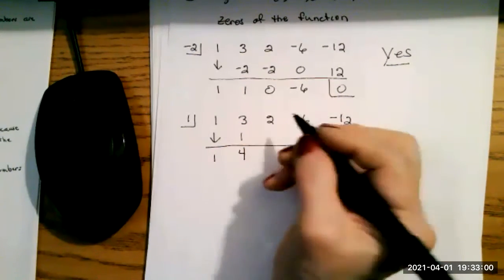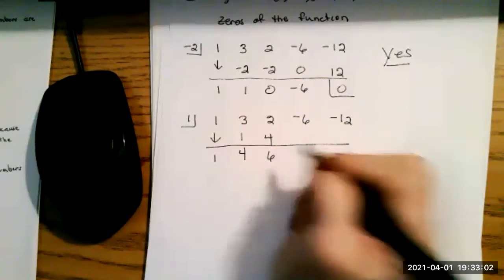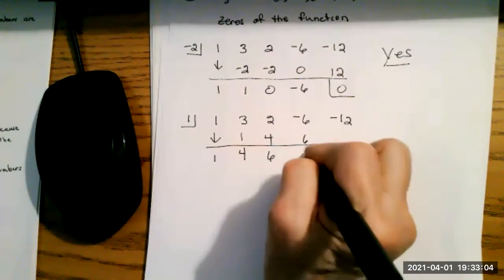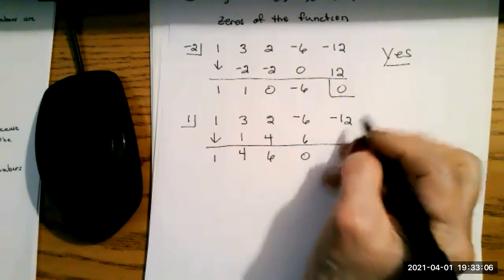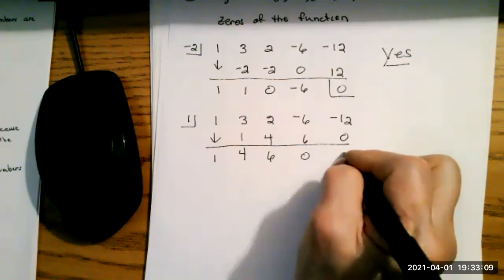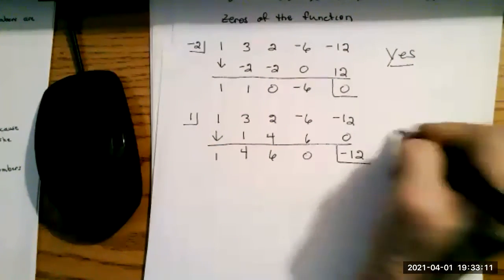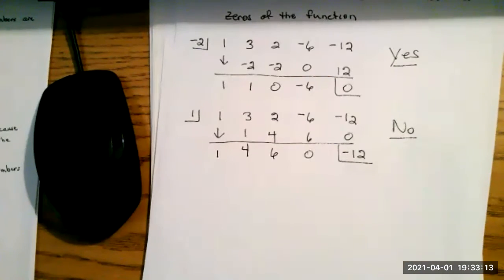4 times 1 is 4. 6. 6. 0. There's a 0, but it's not where I need it. 0, and so I get 12. It's negative, so this answer is no.